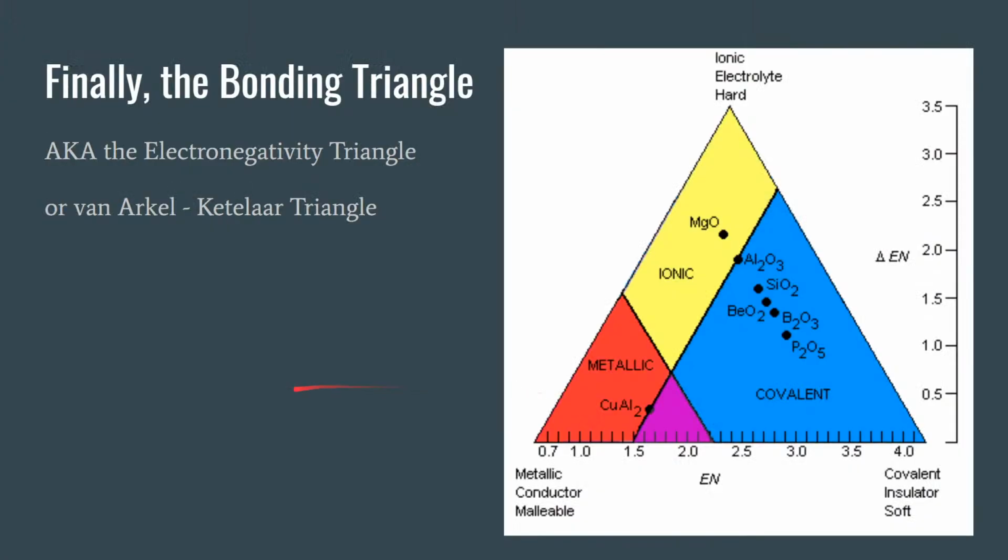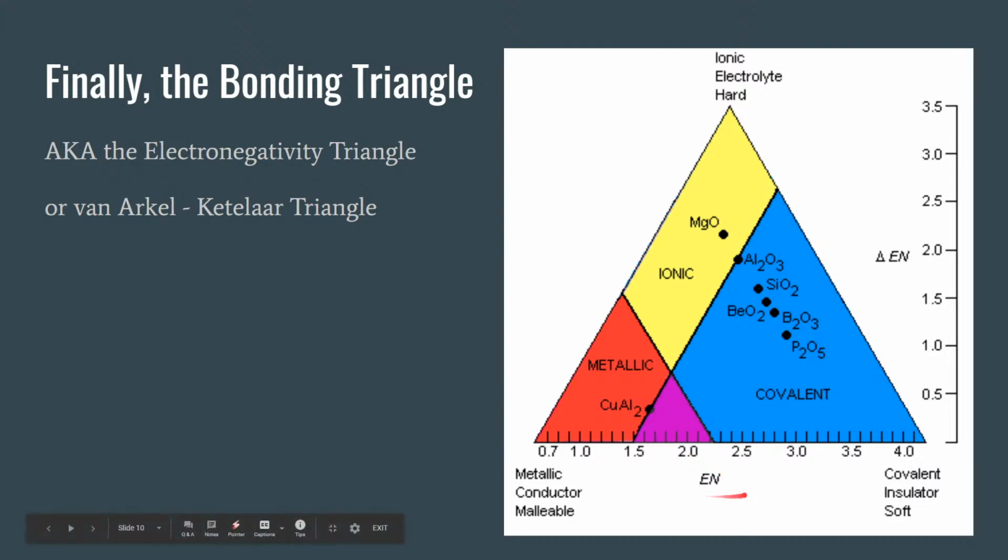All right, so this is what brings us to the bonding triangle, or the electronegativity triangle. Or, if you're feeling kind of Dutch, the Van Arkel-Ketelaar triangle, named for the Dutch guys who first came up with this little chart. On the x-axis here, we have the electronegativity. So we're bringing together atoms of two different elements and asking what kind of bond they are going to form.